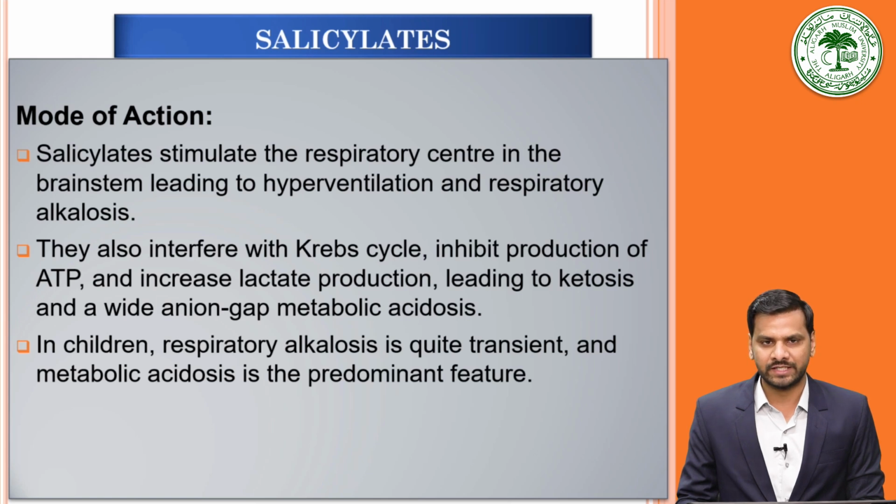Mode of action of salicylates. These salicylates stimulate the respiratory center in the brainstem, leading to hyperventilation and respiratory alkalosis. They also interfere with Krebs cycle, inhibit the production of ATP, and increase lactate production, leading to ketosis and a wide anion gap metabolic acidosis. In children, respiratory alkalosis is quite transient and metabolic acidosis is the predominant feature.